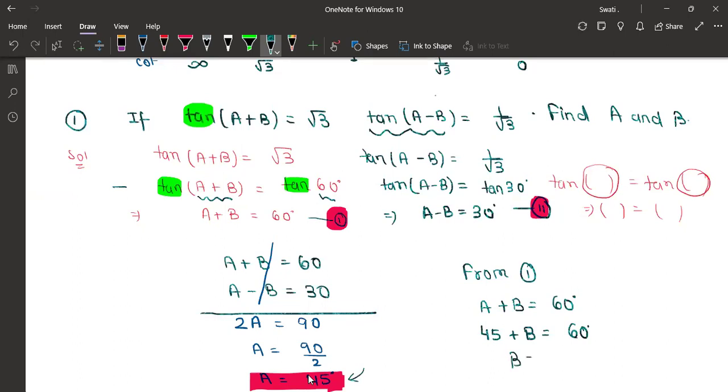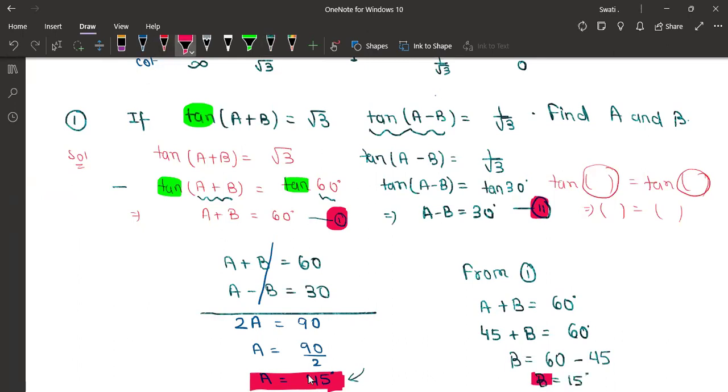B will become 60 as it is. Plus 45, you will shift to the other side, right? 15. Yes, very good. So of course, if you shift 45 to the other side, it will become minus 45. So what is B? 50. And that's it. That's the answer.